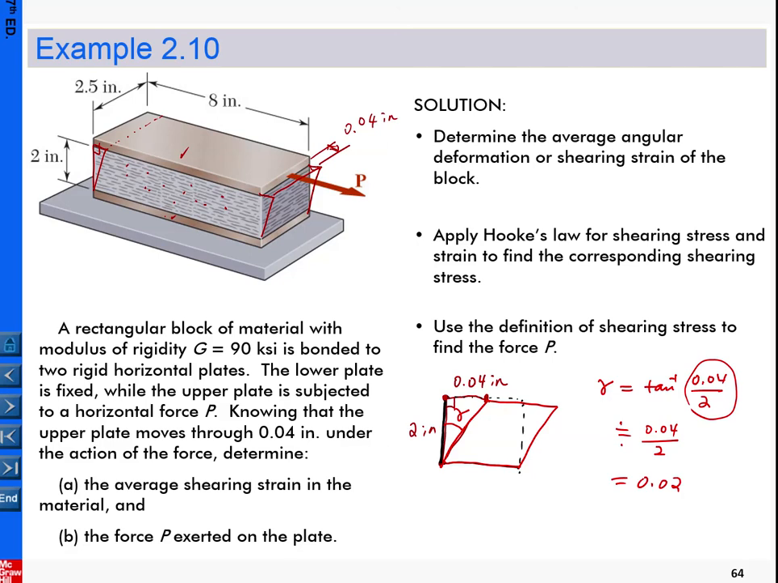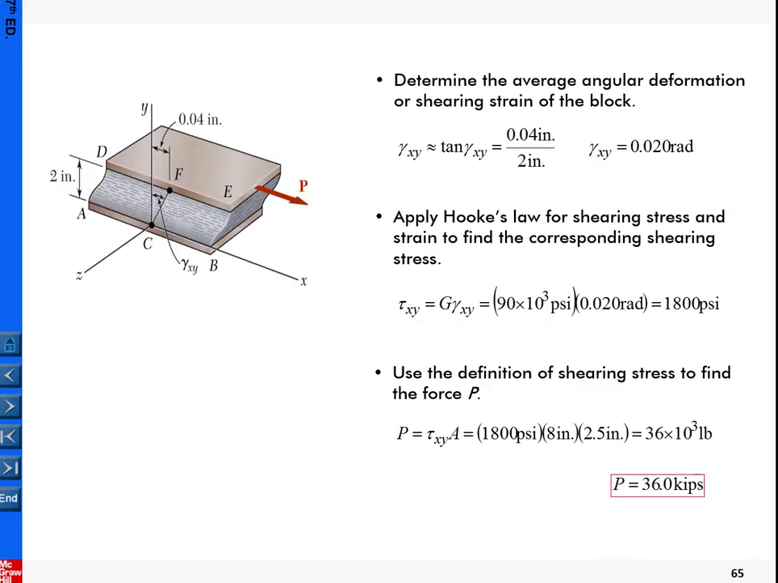Once we have gamma, G times gamma equals the stress. The stress is the average force per unit area on the top. So tau multiplied by the area where it acts, the area of the top plate, equals P. The area is 2.5 multiplied by 8, and from here we can determine the magnitude of P. This page shows the detailed calculations for these sections.